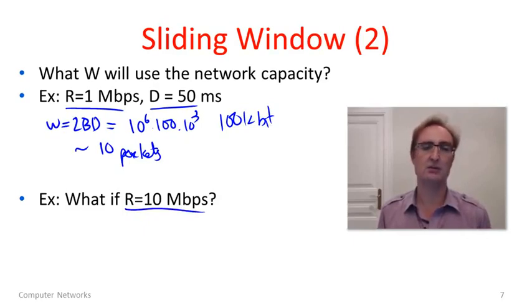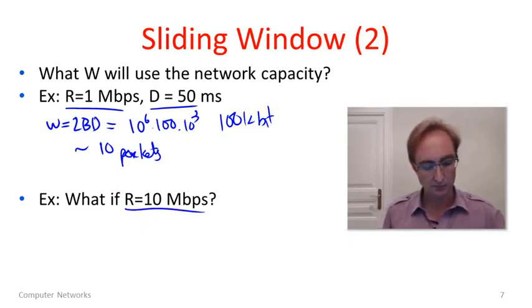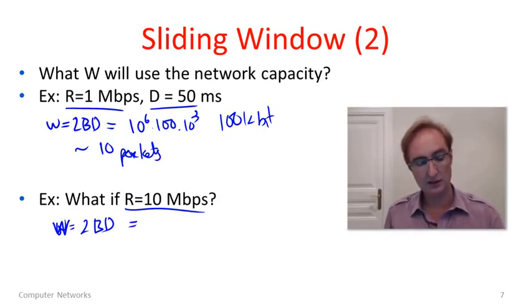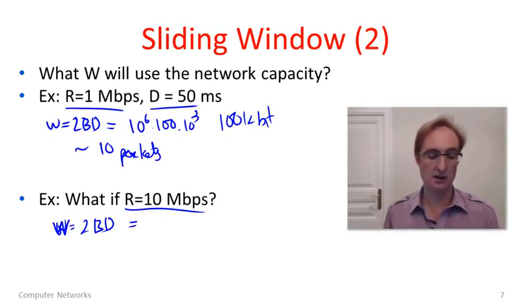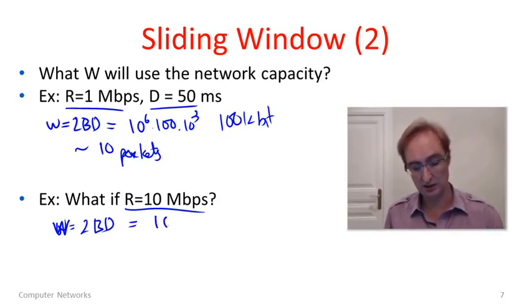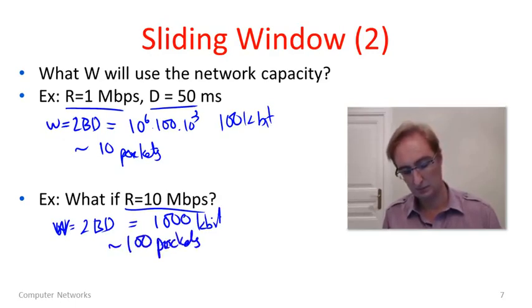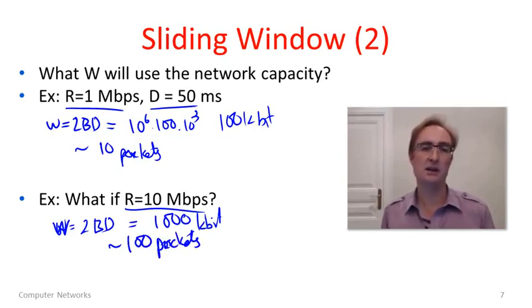Now, what if we increase the rate to 10 megabits per second? Well, I could do my W equals 2BD calculation again. And actually, the only thing that's happened is the rate, which is the B in this equation, has gone up by a factor of 10. So it's going to be 1000 kilobit, or approximately 100 packets. So you can see that I would need a reasonably sized sliding window to fully utilize this link, and the sliding window would just have to get bigger for faster and longer links.